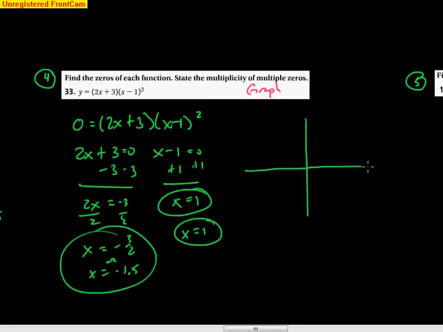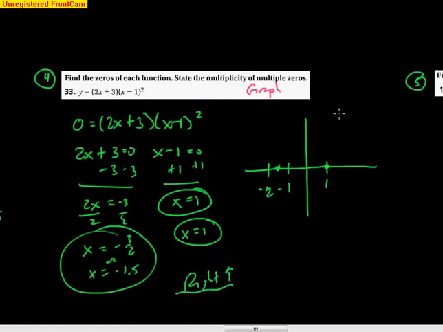Here's my coordinate plane. Let's put 1 here with a dot. Let's put negative 1.5 in between negative 1 and negative 2. Assume the right side is up. I will tell you that in the problem.